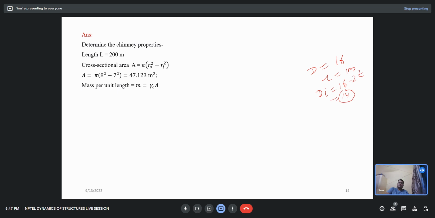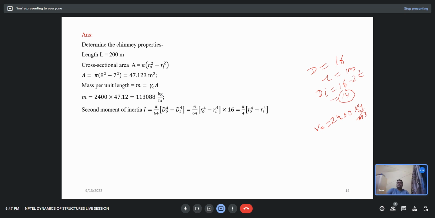And the mass per unit length: you have been given the density, gamma c, as 2400 kilogram per meter cube, and the area you have calculated, so the mass per unit length comes out to be 2400 into 47.12, which is 113,088 kilogram per meter.